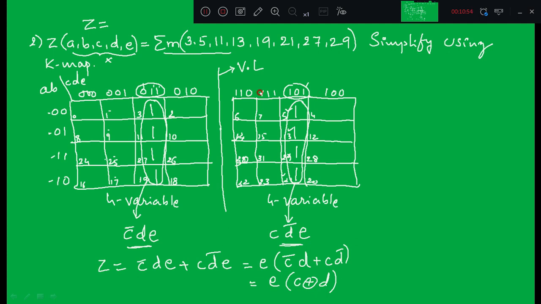By observing you can say these are not physically adjacent, but to tell they are logically adjacent, the binary combinations must differ by only one bit, right? So you cannot eliminate any of the variables from these three, right? So you can eliminate only two variables, A and B, right? So this is the final expression for the given function.